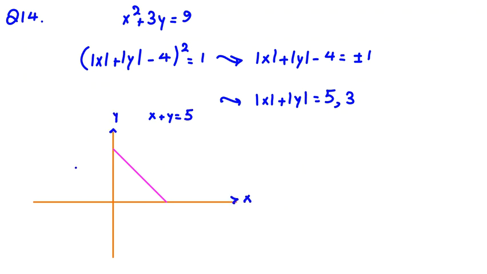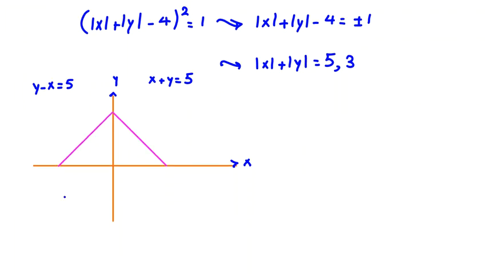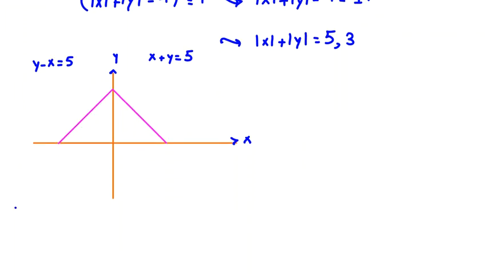For this part, x is negative, so y minus x is 5. Okay, so y is x plus 5. It will be this. If you draw for this part, both of them are negative, so negative x negative y equal to 5, or x plus y equal to negative 5. Here it is 5, here it is 5, here it is negative 5. So for x plus 5, negative 5, we have this part. And last part, it will be this.